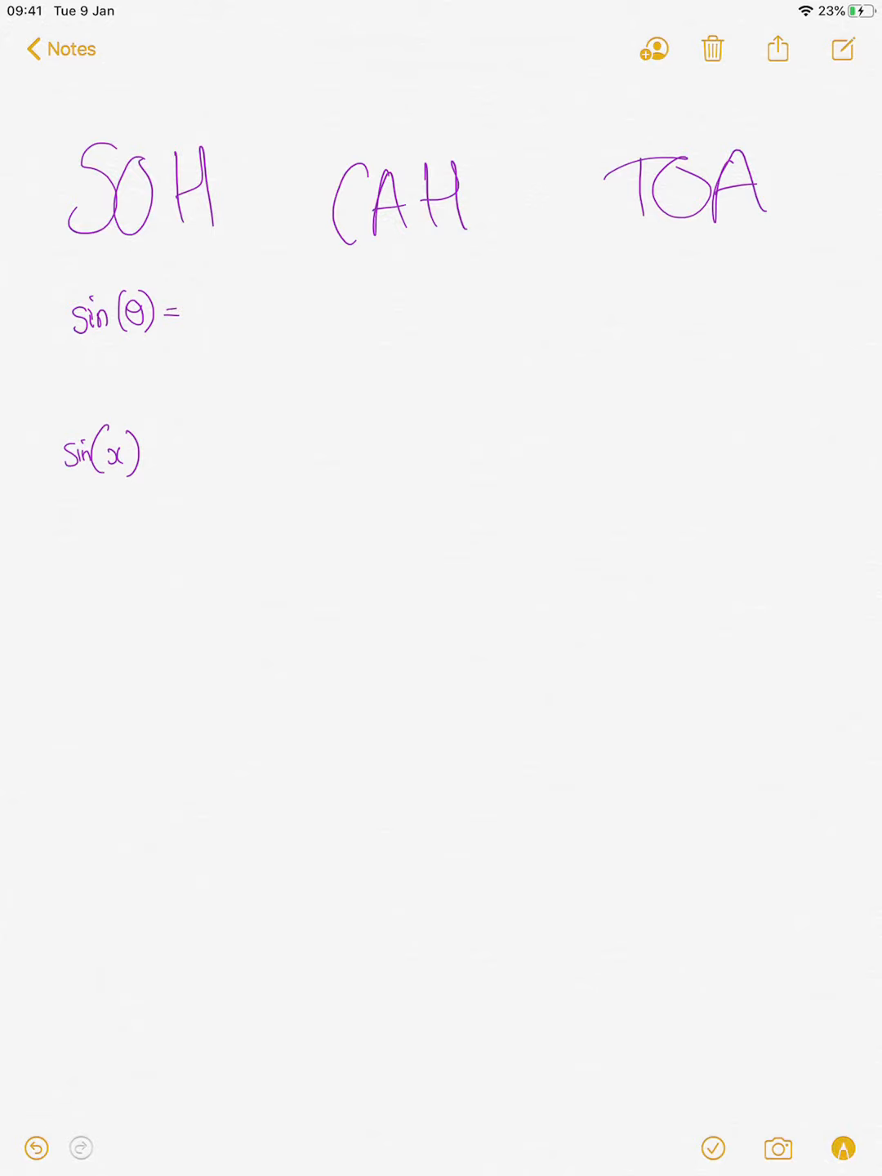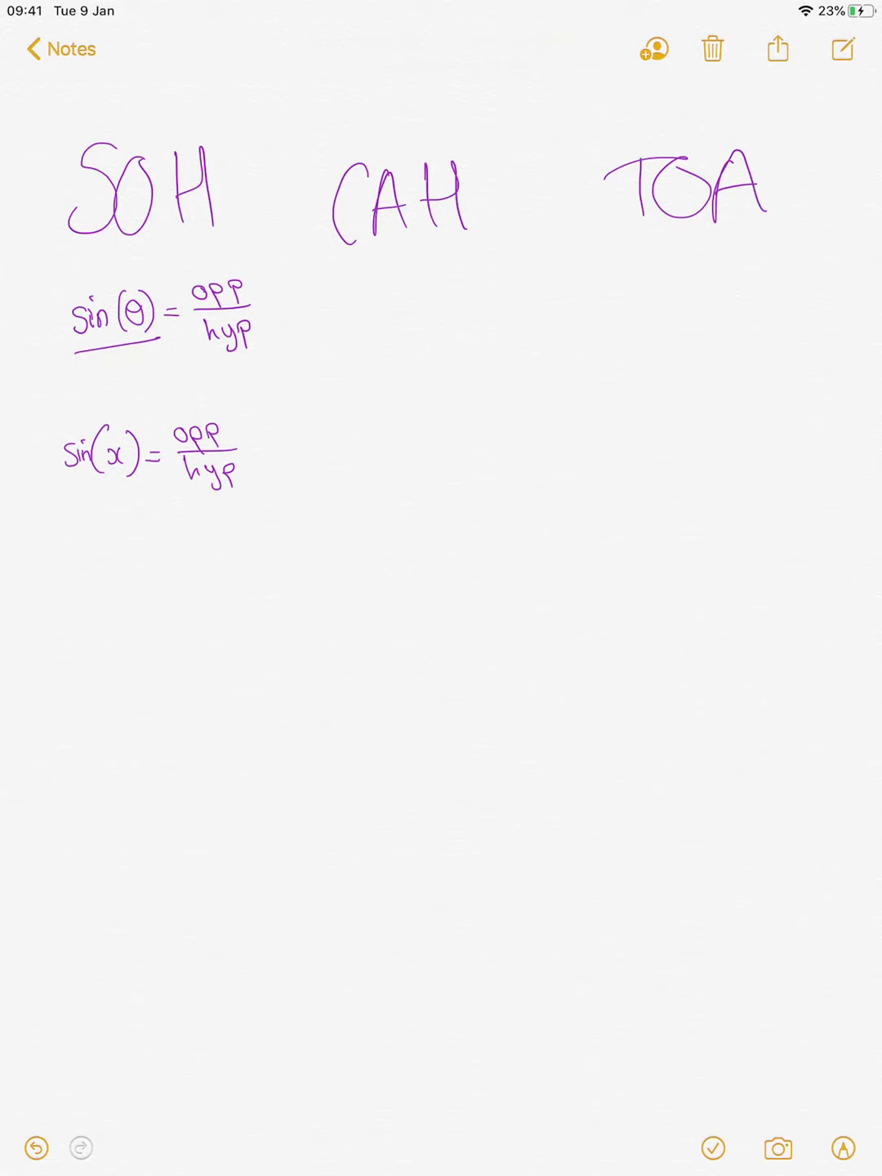Then the thing that I need to remember is the formula, which will be sine of the angle is equal to my opposite side divided by my hypotenuse. So whatever those lengths are, I can just substitute them in. Or you might see it as sine x equals op over hype.